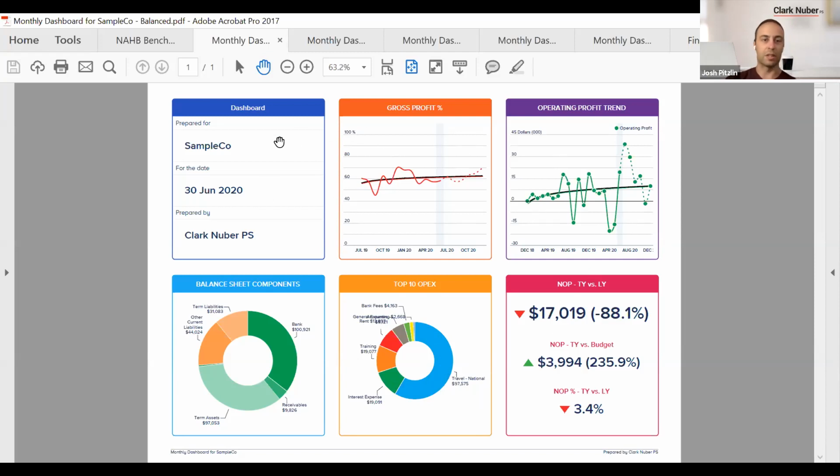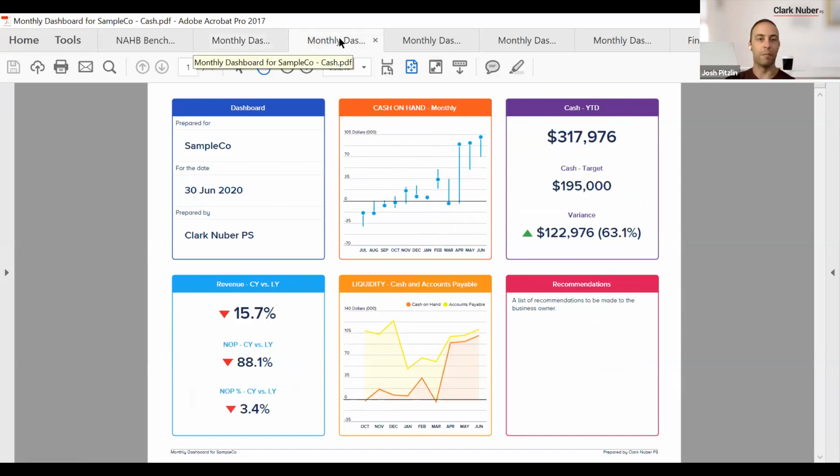So there's a lot of different metrics. Like I said, this is what I would call a balanced one. It looks at things like your gross profit, your operating trend. So it looks at your P&L and your balance sheet in a number of different ways to give you a broad sense of how you're doing.